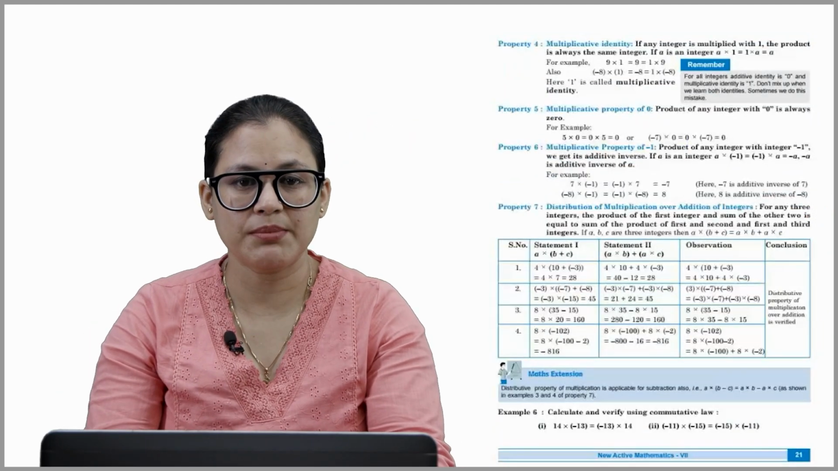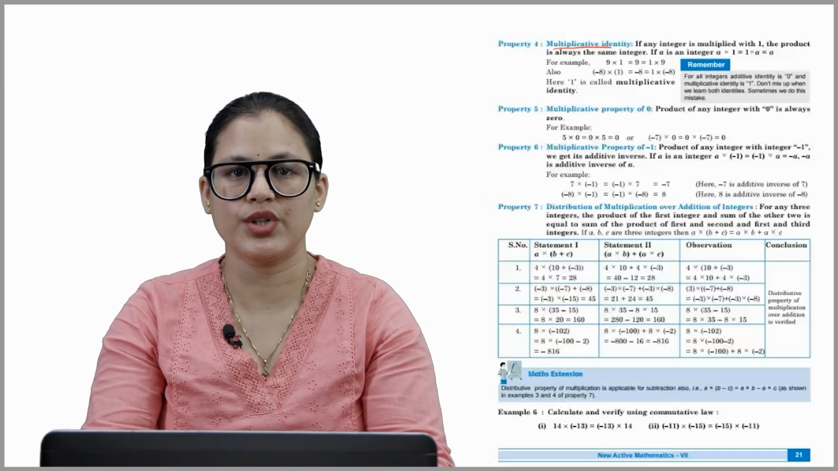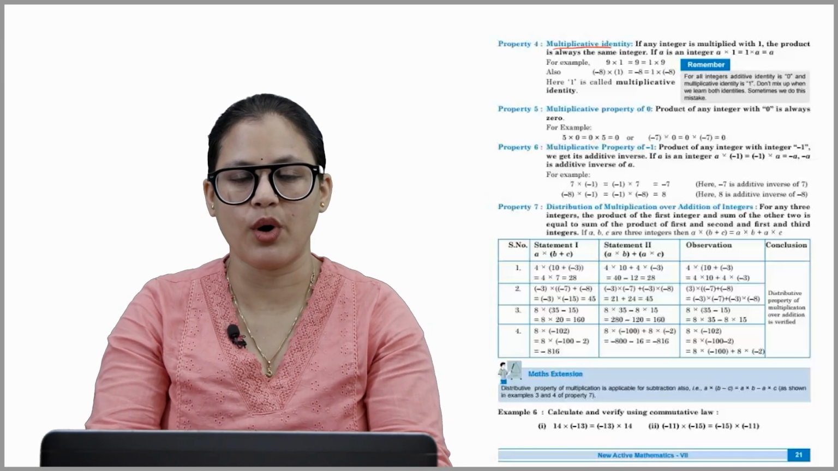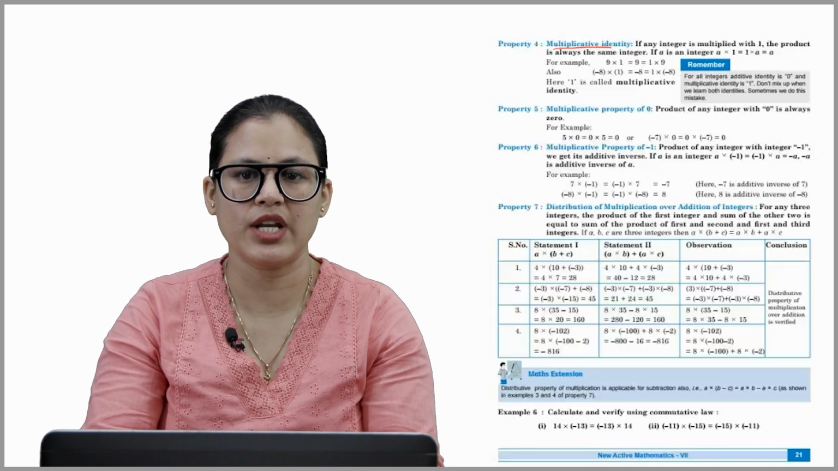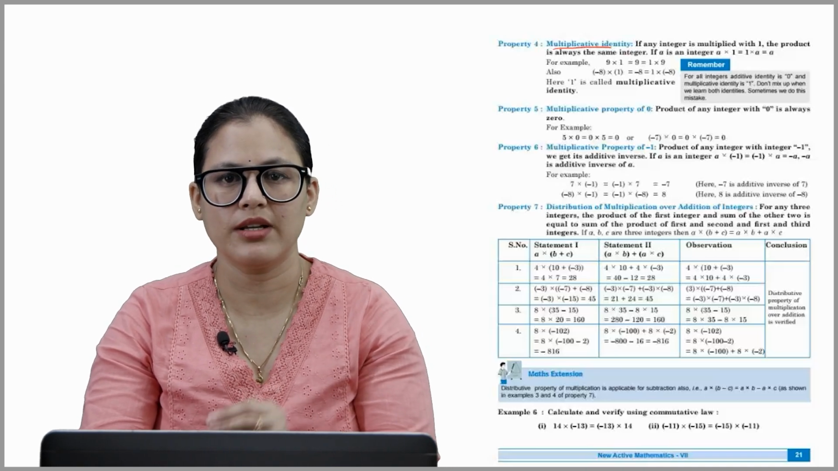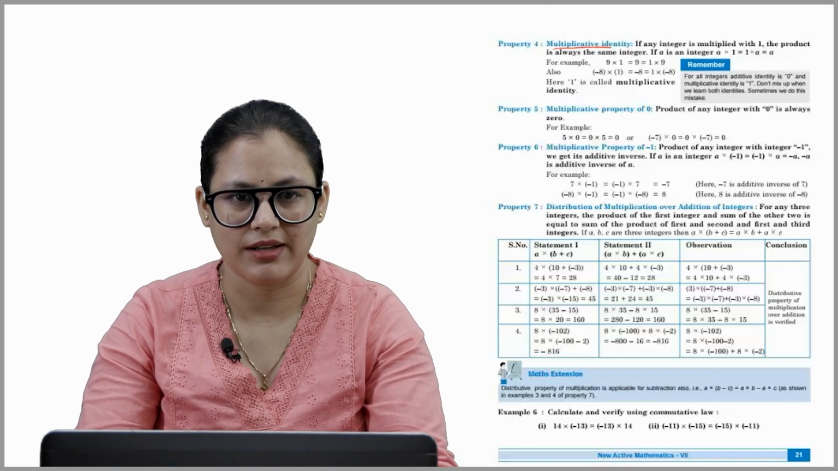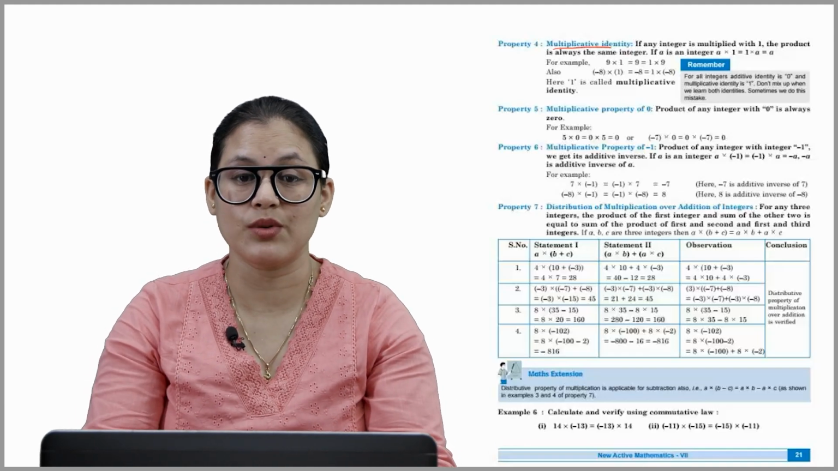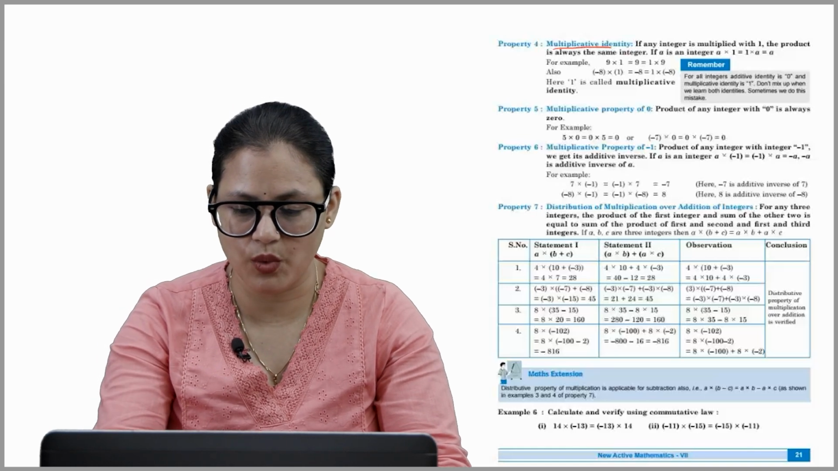Number 4 property, multiplicative identity. If any integer is multiplied with 1, the product is always the same integer. If a is an integer, then a into 1 is equal to 1 into a is equal to a. For example, 9 into 1 is equal to 9. Minus 8 into 1 is equal to minus 8. So, here 1 is called multiplicative what?